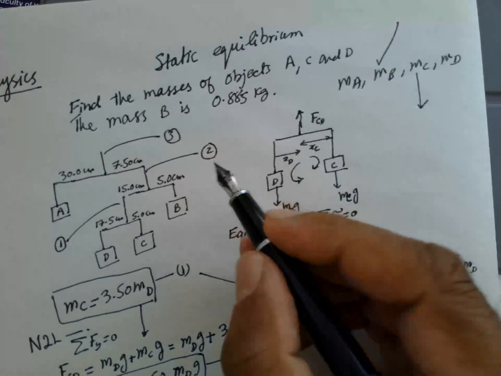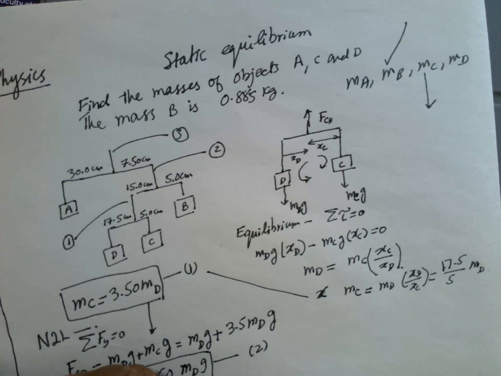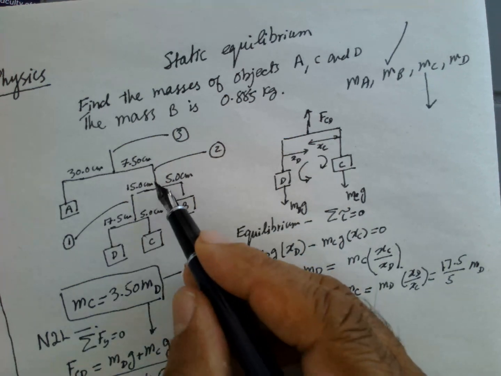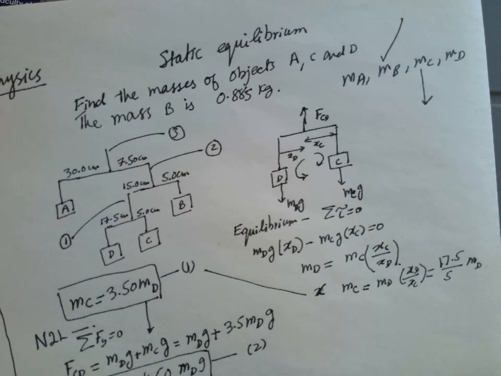Now consider bar 2. This was bar 1. Now consider bar 2. So on bar 2 there is this force, F of DC and B, and this one is F of CD, and this one is MBG.